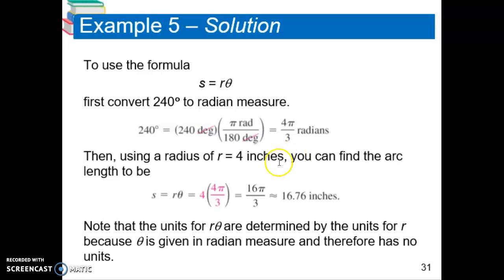Now to find the arc length, we are going to substitute into our formula, where the radius is 4 and the angle measure is 4 pi over 3. That gives us 16 pi over 3. And if we wanted to find an approximate answer, we can input that in the calculator to see that this is approximately 6.76 inches.